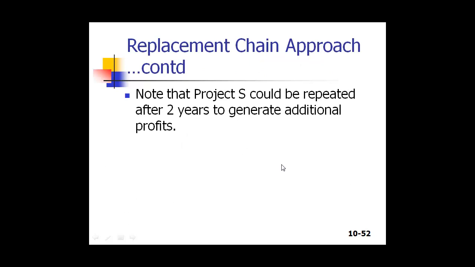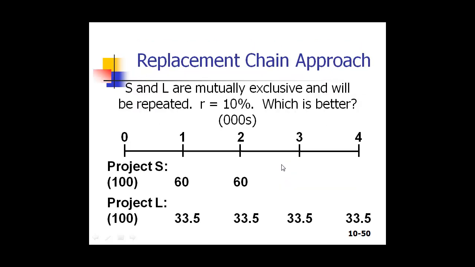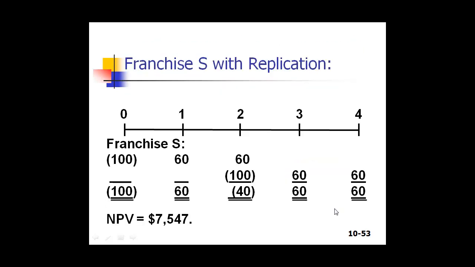Actually, let me. So now if I tell you that you can do this project over, you can repeat project S, then how will you figure out whether L is still better or not? Okay, do it. In the interest of time, let me just show you what you should have done. So if you can repeat S, this is what your cash flow would look like.